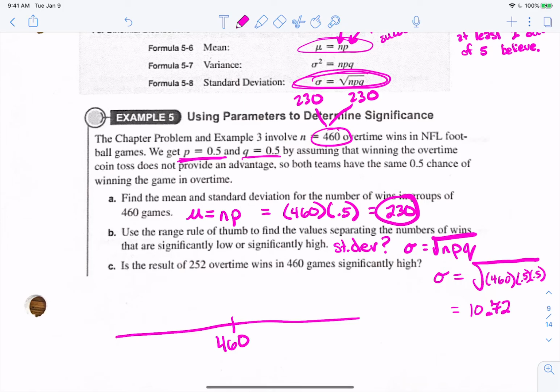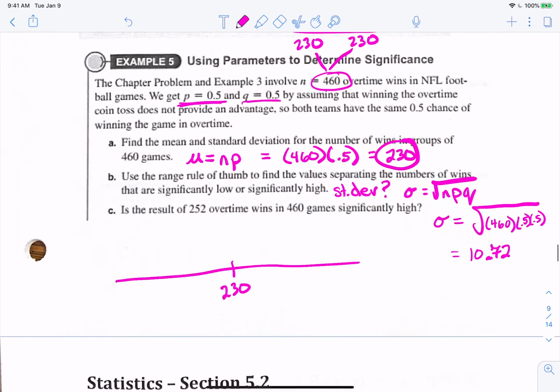Now I want to know significantly low versus significantly high. 460 doesn't go in the middle there. What goes in the middle? 230. The average goes in the middle, right? How do I figure out what's significantly low versus significantly high? You add 2 and subtract 2 standard deviations. So significantly low is this cutoff, significantly high is this cutoff.